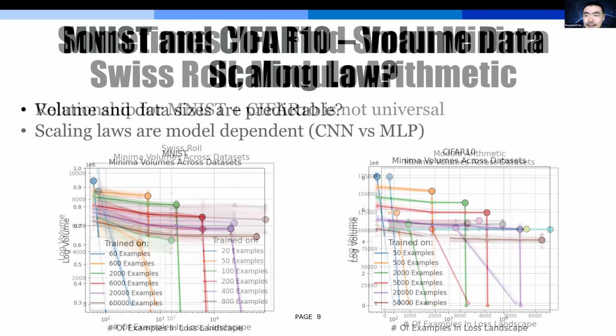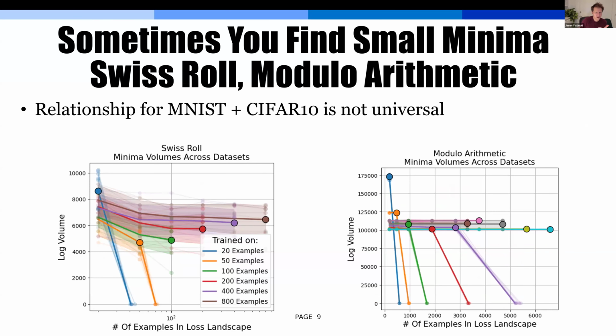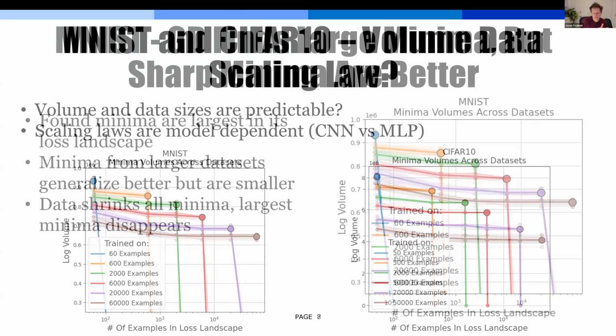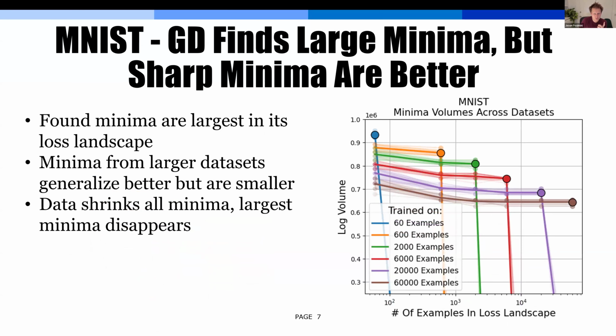I will note that in some other problems... Can I ask a question? I don't really understand these plots. Maybe, can we go back to the plot? Yes, this one's fine. So let's pick a specific line here. Let's look at the green one. This is a minima that was trained with 2,000 examples. So I got this by training with gradient descent on 2,000 training examples. And I looked at how big is this minima in, let's say, only a 60 examples loss landscape.